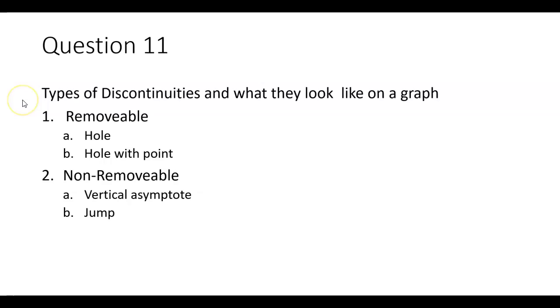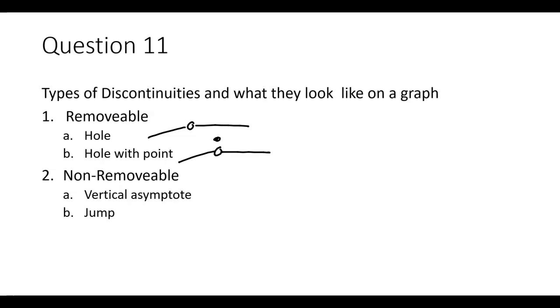All right, let's go ahead and take a look at question 11. Let's talk about the types of discontinuities and what they look like on a graph, because that's all you really need to do in order to answer this question. There are two types of removable discontinuities. In other words, discontinuities where even though the function is not continuous, the limit still exists. So you could have a situation where there's a hole, that's this, or you could have a hole with a point. Those are the only types of removable discontinuities that we can think of.